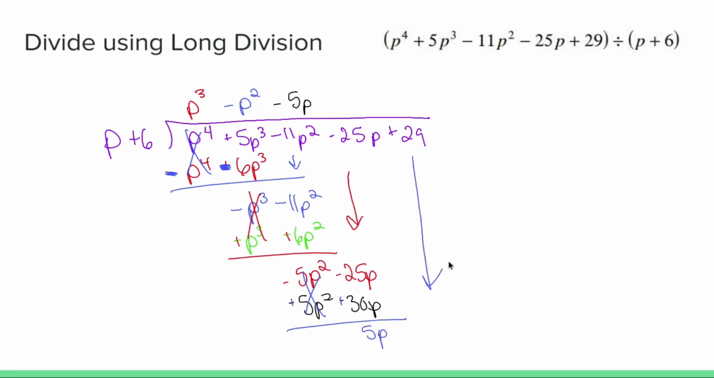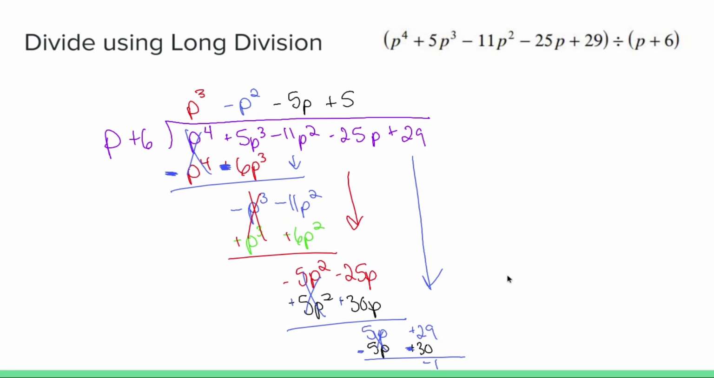Drop down to plus 29. Repeat the process one more time. We're running out of space, so thank God we're almost there. P times what is 5p? 5. So multiply 5 to 5p, so you get 5p. Multiply 5 to 6, which is 30. Subtract the entire row, which means you flip the signs of everything. So minus, minus, you will always cross out, and this gives you negative 1.